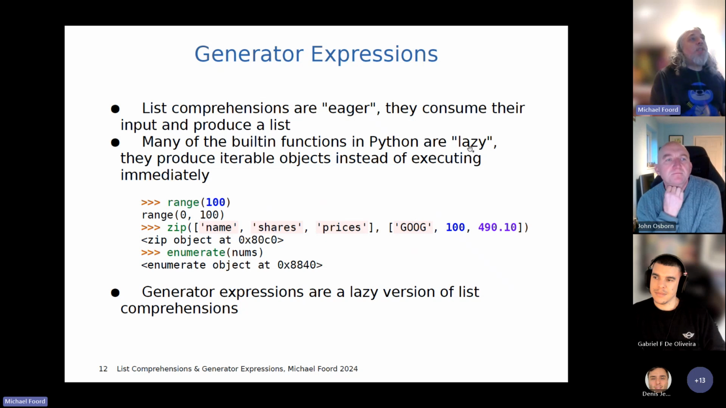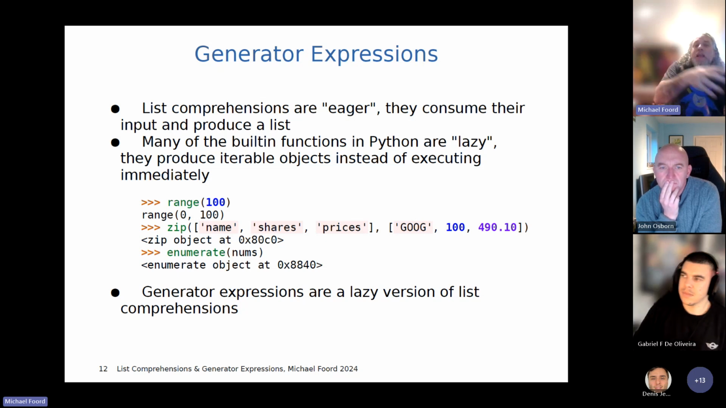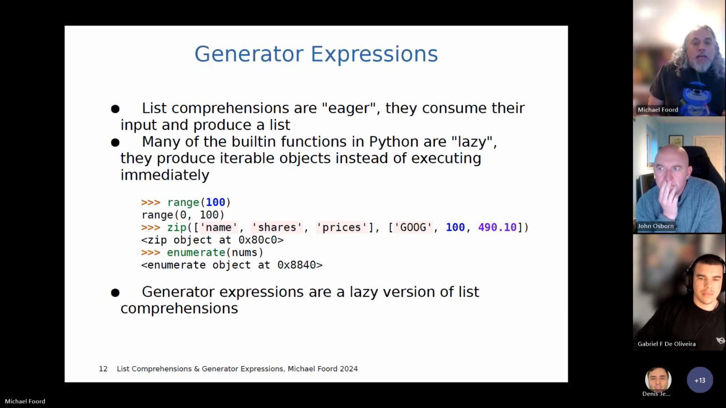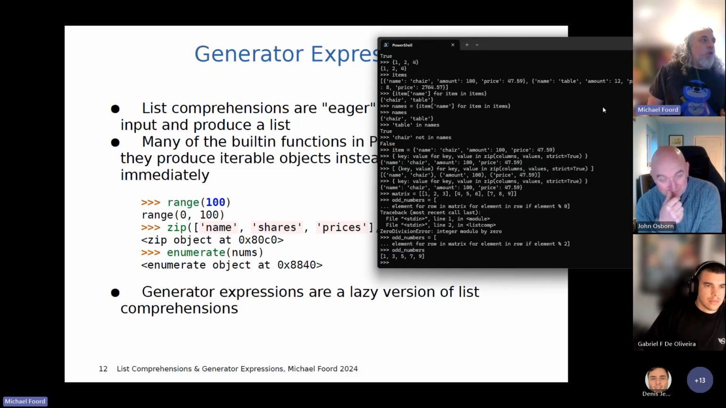So list comprehensions are eager. They have the square bracket syntax. They produce a list. So if you give them something to loop over, they consume that iterable all in one go. The list comprehension syntax is executed and it's done. You've got a list. It's eager. Eager is often what you want. Eager is a good quality.